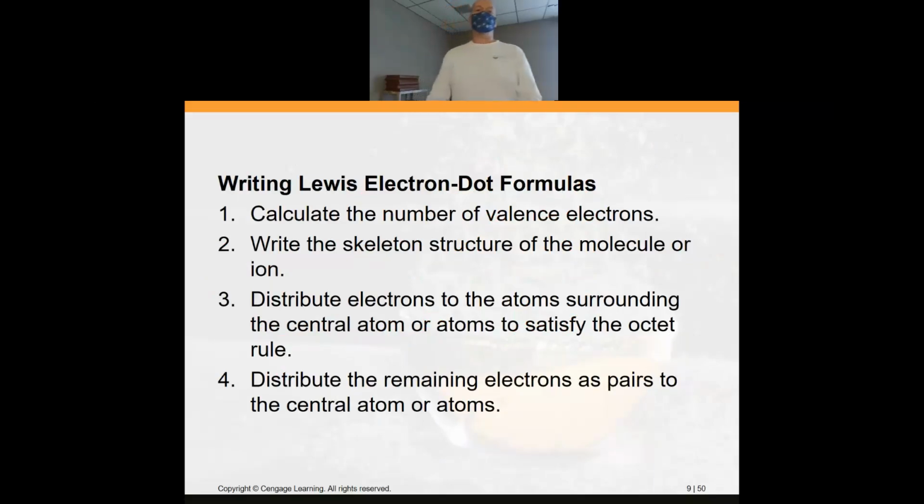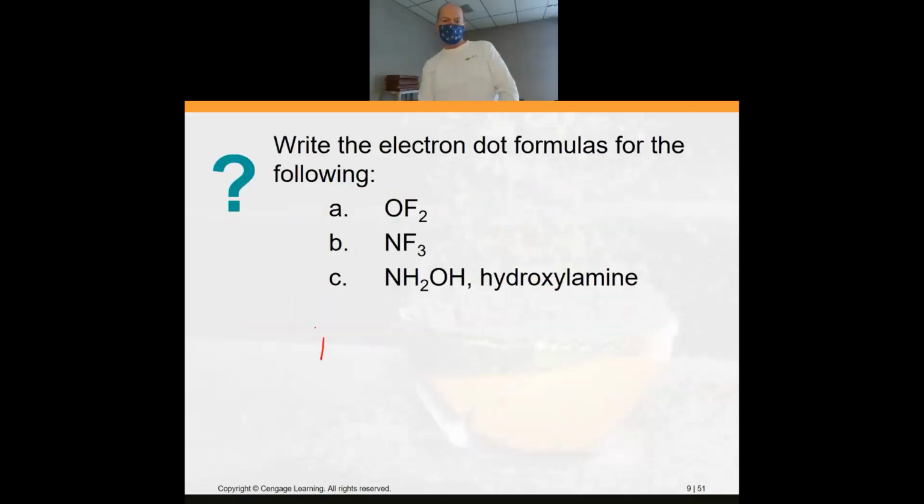All right, writing Lewis electron dot formulas. We're going to calculate the number of valence electrons, write out a skeletal structure, and distribute electrons to the atoms surrounding the central atom to give the octets. Again, unless you are hydrogen, remember hydrogen has a duet rule. All right, so let's do the OF2. We're going to do it both ways.